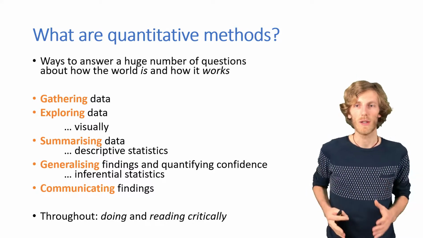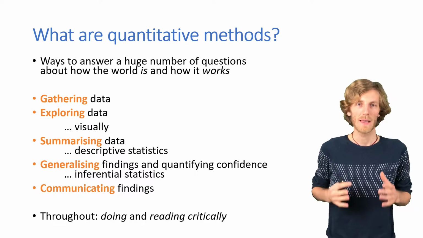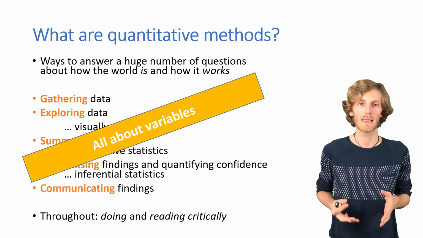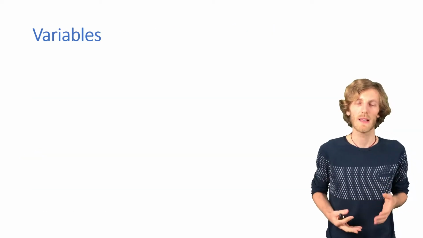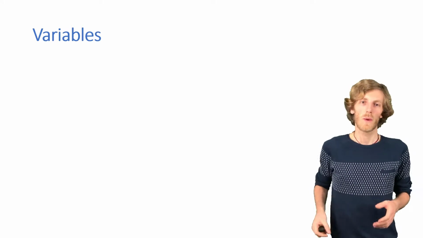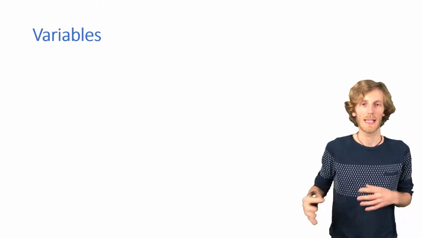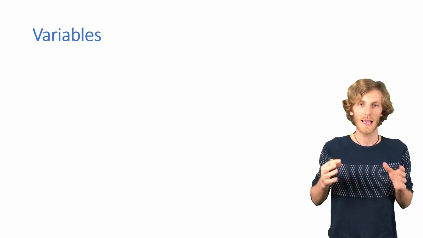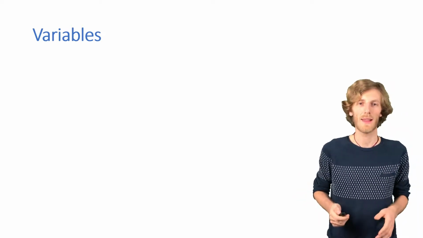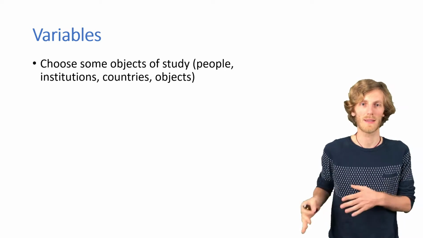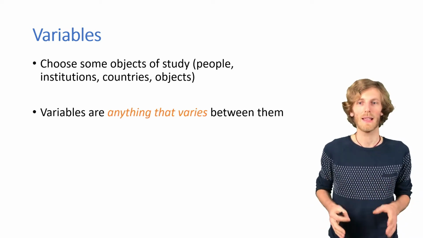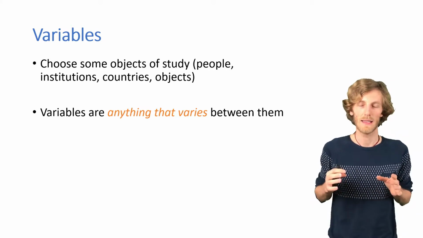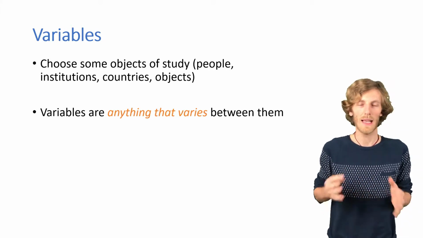Having said what all these quantitative methods are, there's really one thing at the core of it all, and that is variables. Ultimately, everything we do is about variables. So what are variables? Well, as soon as we have decided what we're going to study, what the object is, be it people, countries, institutions, we can identify things that vary between the objects that we are studying. So anything that varies across the objects of study is a variable.